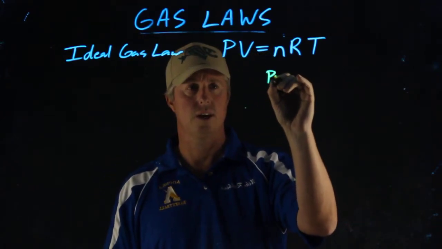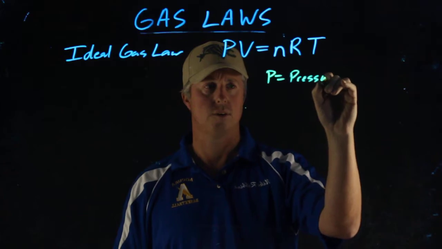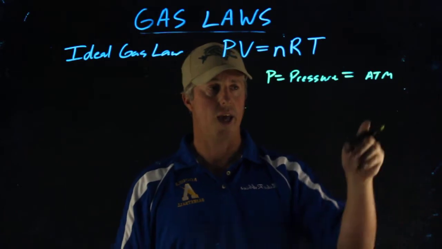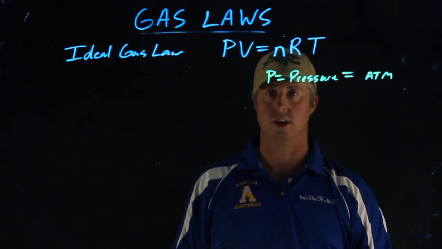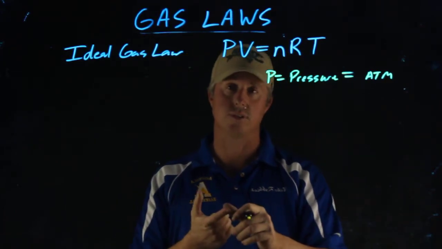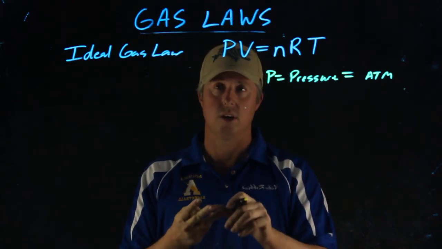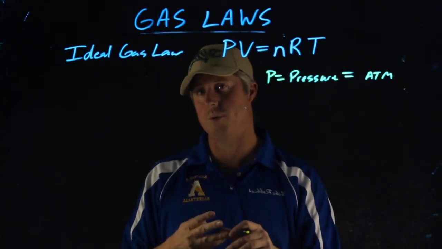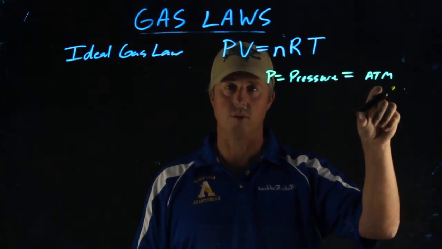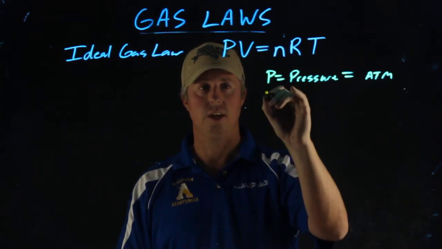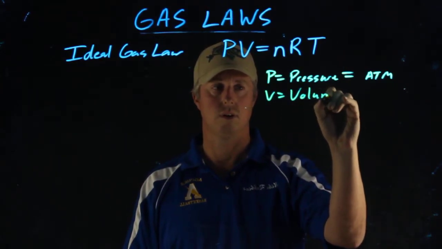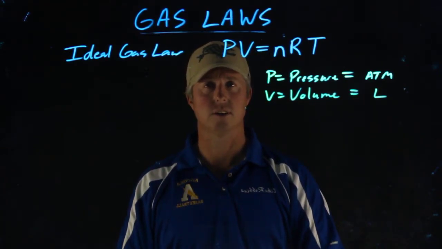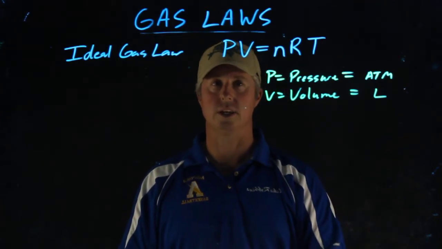So P, which is for pressure, must be in atmospheres. It has to be in this unit. Okay? We have a lot of units for pressure. There's atmospheres, torr, mmHg, kPa, kilopascals, or psi. We have to convert them always to atmospheres. V is for volume. Volume must be in liters. Although we tend to work in milliliters, for this formula, it must be in liters.